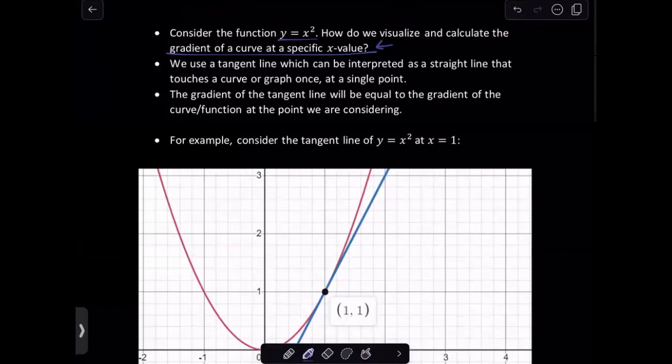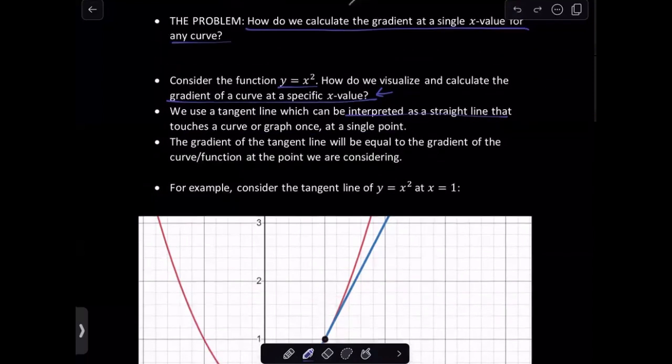So at a single x value, or you could say at a single coordinate if you want to, we use a tangent line. So a tangent line can be interpreted as a straight line that touches a curve or graph once at a single point. So if I have a curvy curve, let's say it looks like that. Let's say I wanted the tangent line at that point. So the tangent line is a straight line and it will touch it once at that point of tangency.